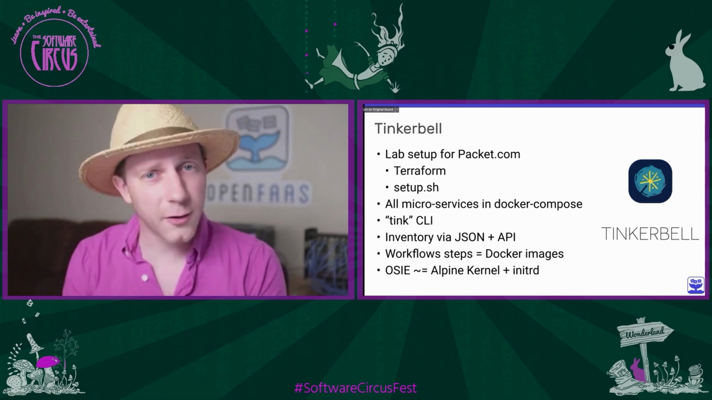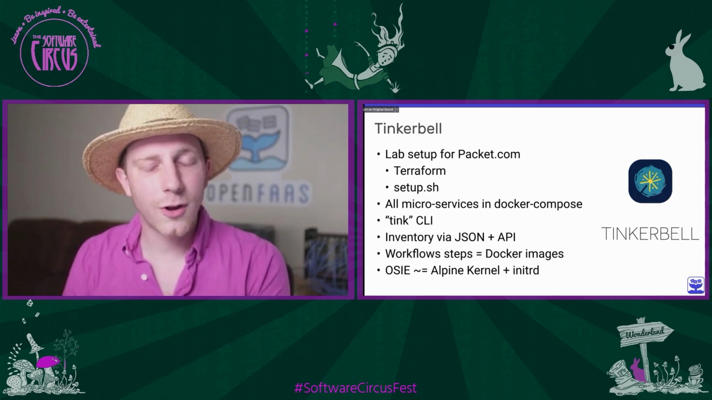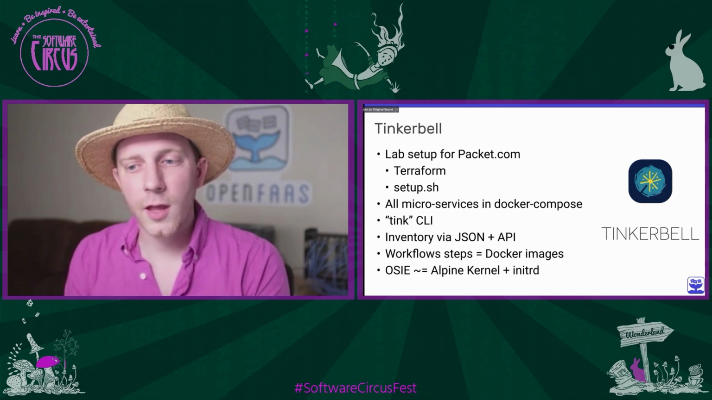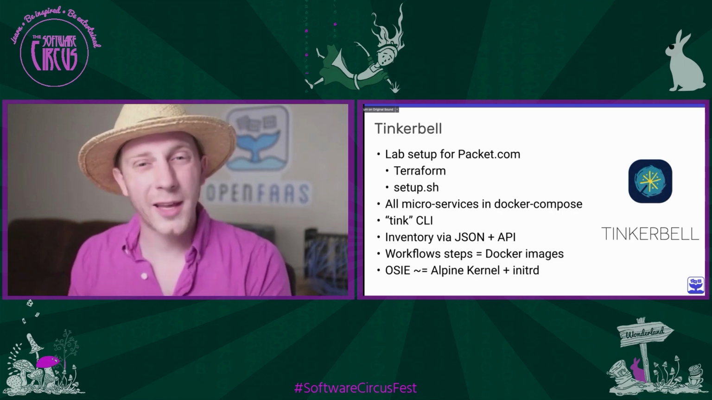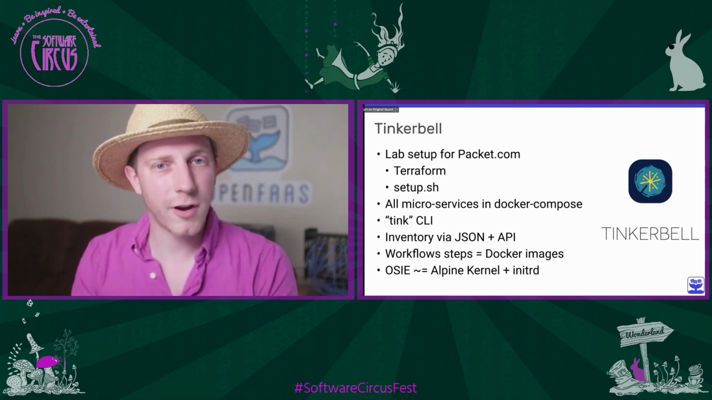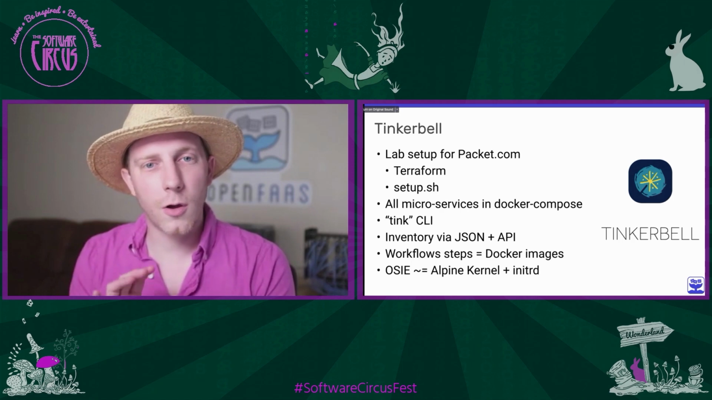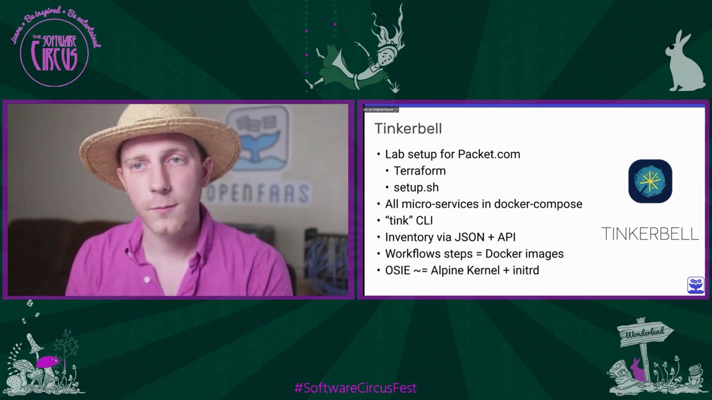There's a nice CLI for it. Everything's done in JSON. So if you've seen enough YAML, you'll be happy to see this. And then the workflow steps are basically Docker images. So formatting the disk is a Docker image, which means that you can version that, you can put it in a registry. I actually quite like that workflow. And then that OSIE environment is built with Alpine Linux, so super fast.